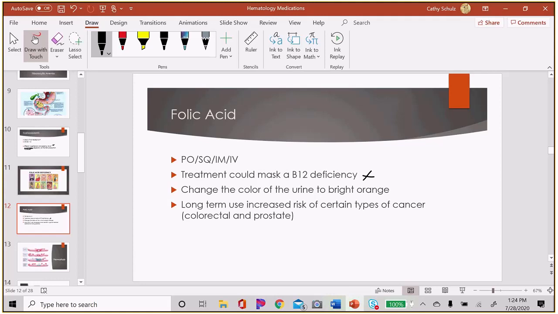Folic acid is generally well tolerated. People might notice a change in the color of their urine, which is harmless, but it is associated, if you're taking it for a very long time, with an increase in cancer risk, specifically colorectal and prostate cancer. So that's anemias. There's only a couple medications that go with anemias. It has to do with replacing something that the body is deficient in so that production can increase. So iron, B12, and folate.